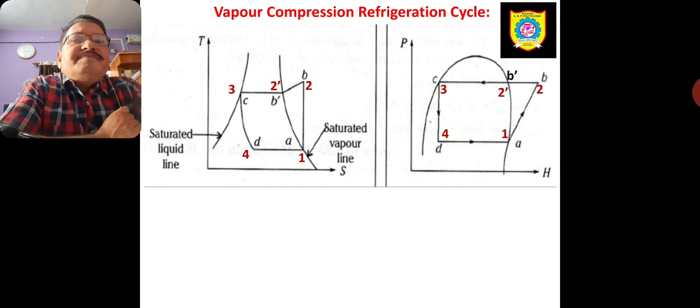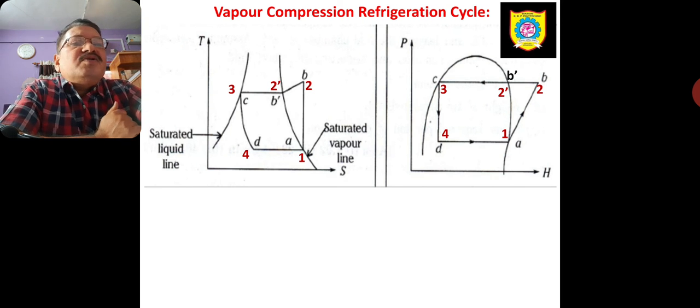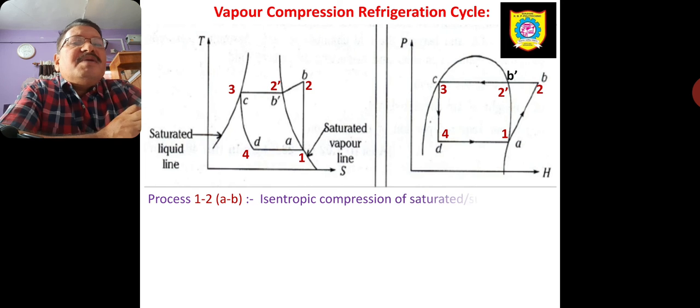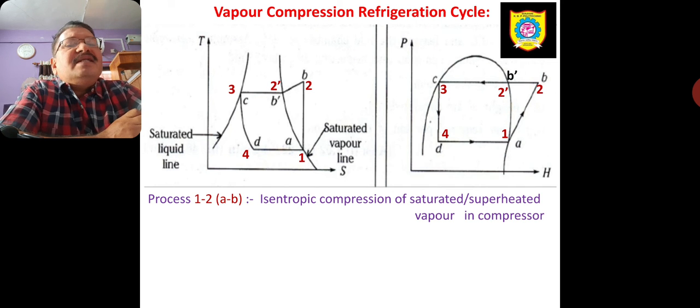The TS diagram and the pH diagram. So AB is written as well as 1 2 is written; in place of A, 1 is also written, and in place of B, 2 is also written. So sometimes instead of calling AB, we also call 1 2 and 2 3 as the various processes in the cycle. So what are these processes? In the examination, a question may be asked to draw the TS diagram and the pH diagram and explain each and every process in the cycle.